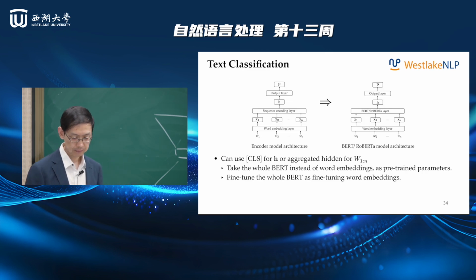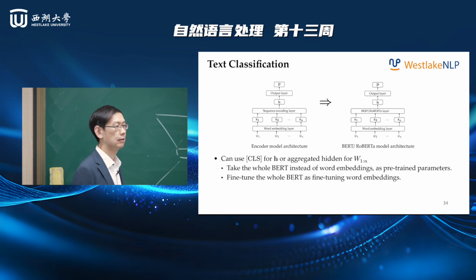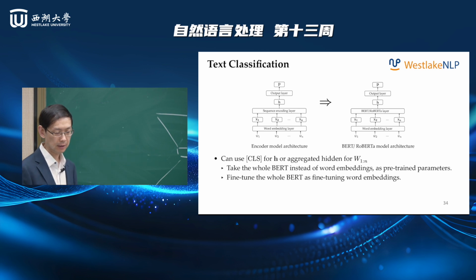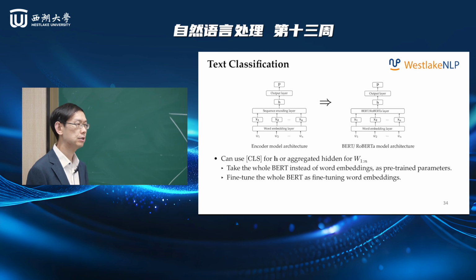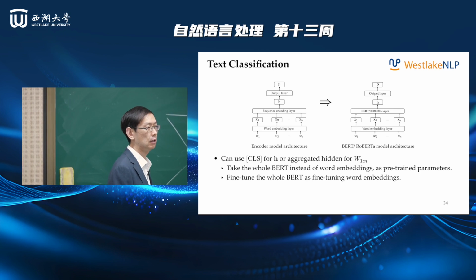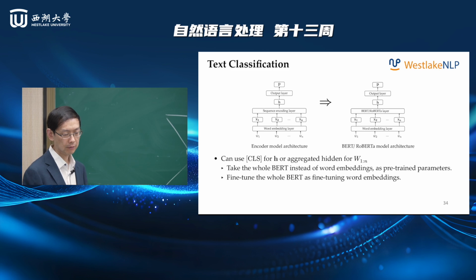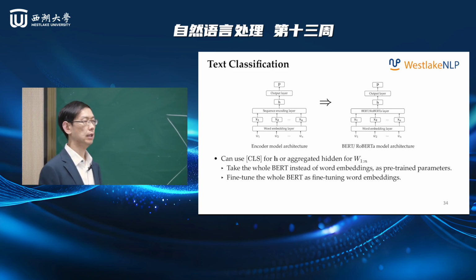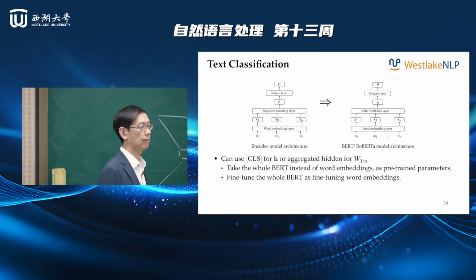The left picture is what we had in week 8 and week 9. It's a multi-layer neural network structure. When you have a sentence, you change the things into word embeddings, and you feed the word embeddings into a sequence encoder layer, and you have an aggregated hidden representation, and you feed that hidden to a softmax neuron.